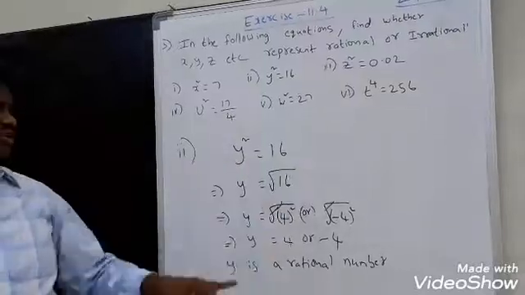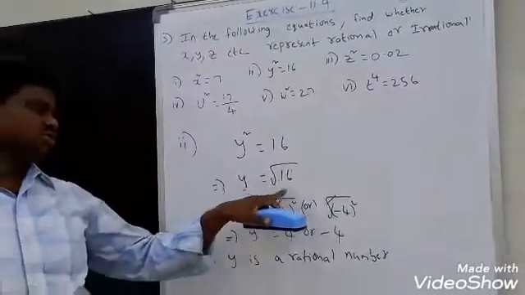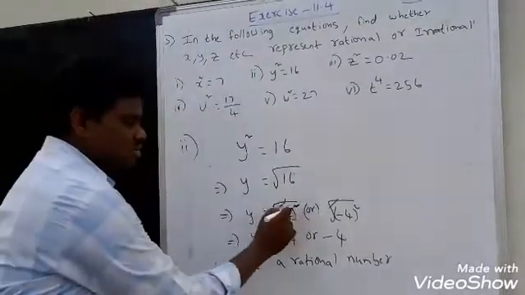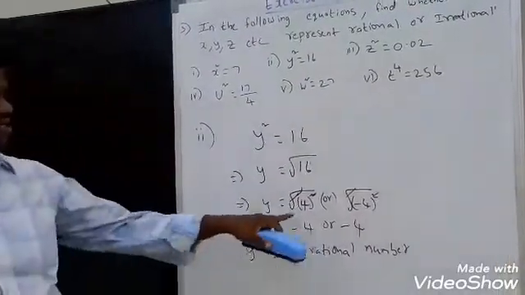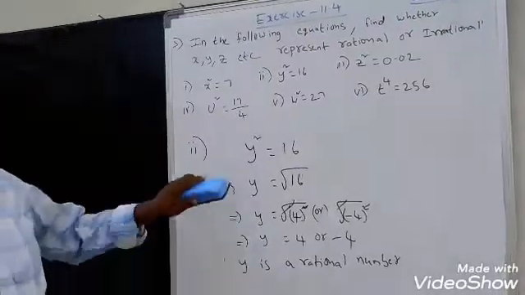Again, y square equal to 16 means y equal to root 16. What is the square root of 16? You will get 4 or minus 4. So root and square cancel, and you get 4 or minus 4. So y is a rational number here.